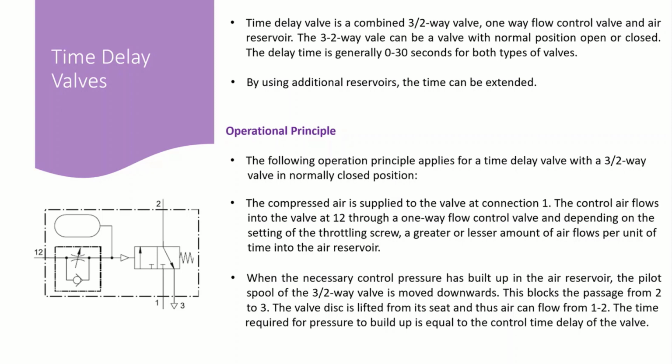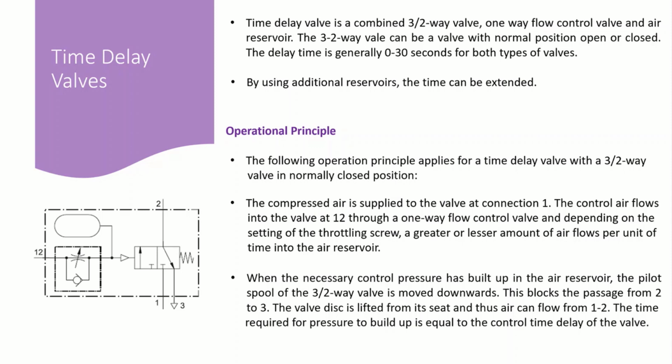What do we mean by combinational valve? We can make certain functionality by combining different components within a pneumatic circuit. For example, in the time delay valve, we use a 3x2 way valve, a one-way flow control valve, or throttle check valve, and an air reservoir in order to provide a certain amount of delay within a pneumatic circuit.